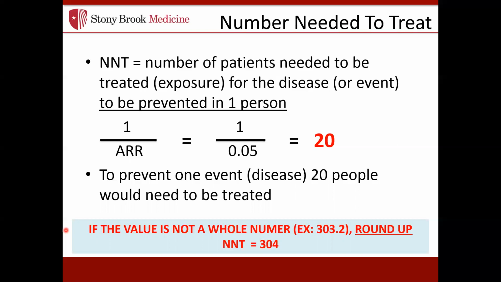If this value is not a whole number, so for example, it's 303.2, you have to round up. The number needed to treat would be 304. That is because you never want to overestimate the efficacy of any treatment group.